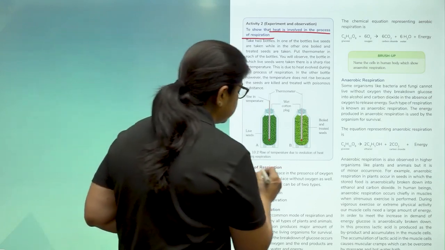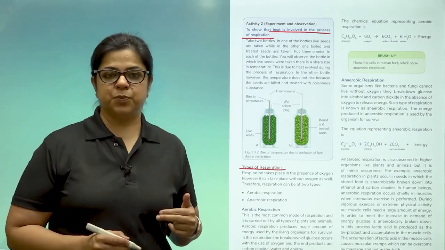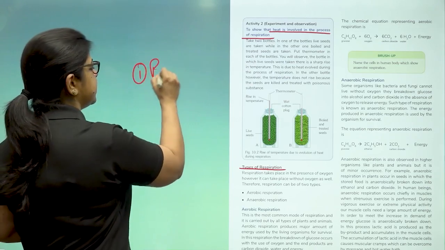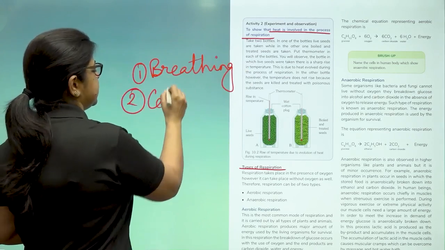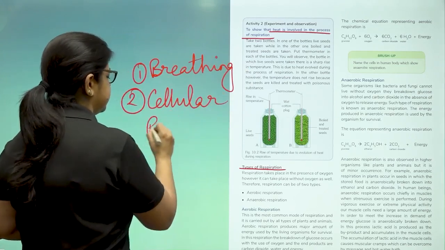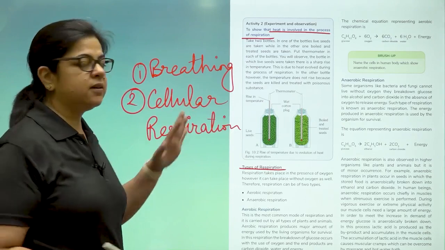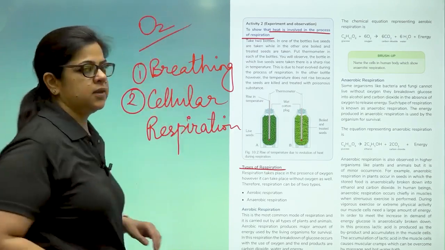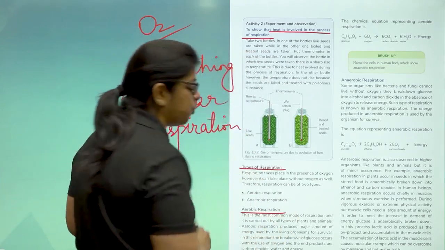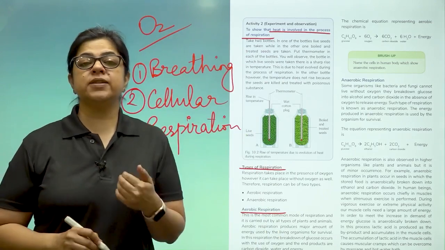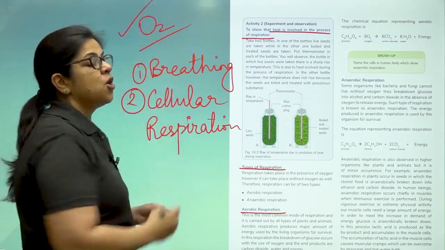Now, children, there are two types of respiration. Just now, we studied the steps of respiration. What are the steps? Step 1 is breathing, which is external respiration, and step 2 takes place inside the cell and is called cellular respiration. And we know that here oxygen is involved. So, the respiration where oxygen is involved is known as aerobic respiration. The respiration that takes place inside you, inside me, is aerobic respiration because it involves oxygen.